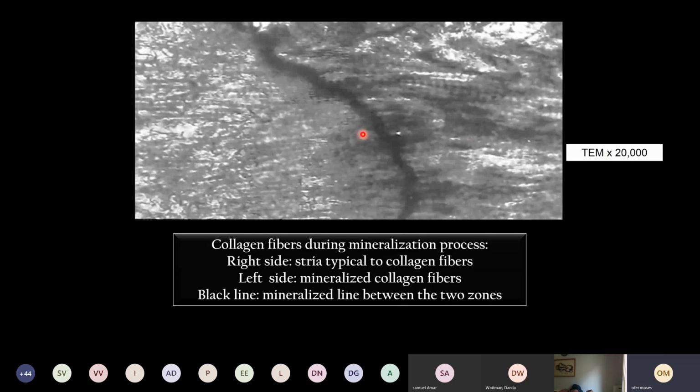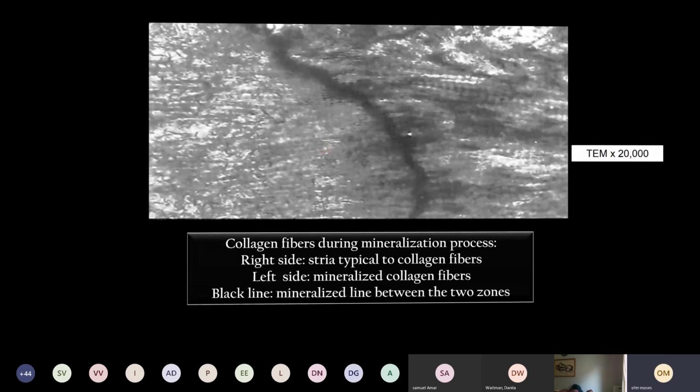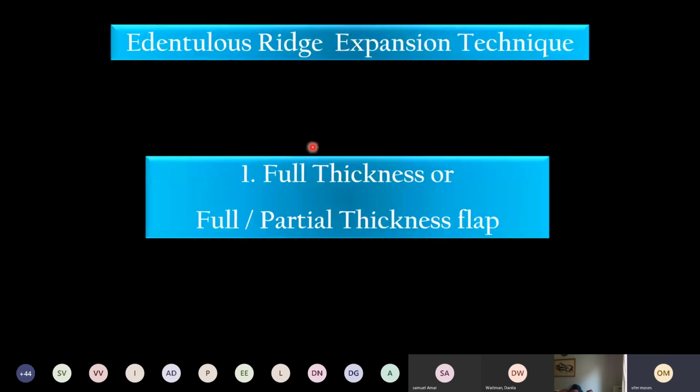So let me go directly now into the description of the technique itself. By the way, I hope that those who do not do the split crest till now, I fully recommend doing it, because for me it really gives you bone, not like the other technique of lateral augmentation only with xenograft or allograft.